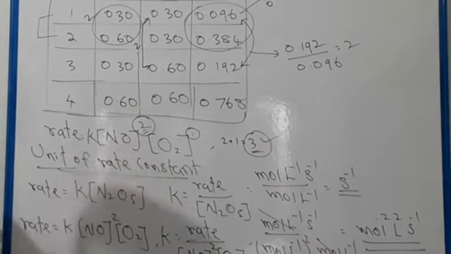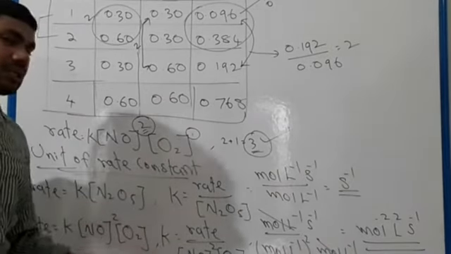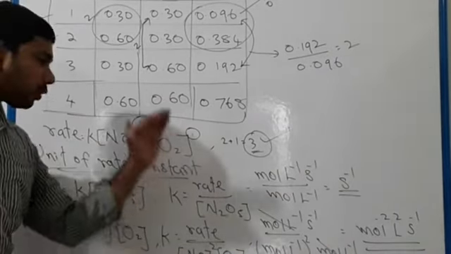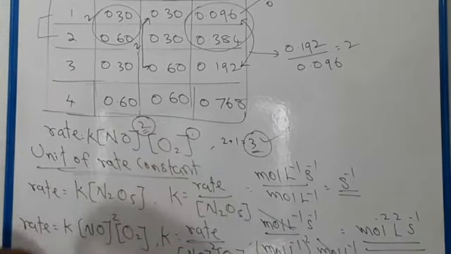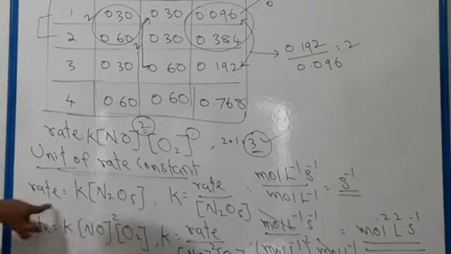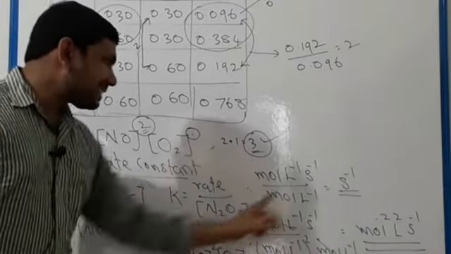Remember, the unit of rate constant is not the same for all chemical reactions. It will be different for different chemical reactions. For this chemical reaction, the unit of rate constant is second inverse.